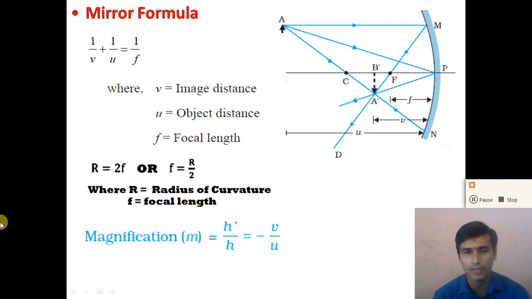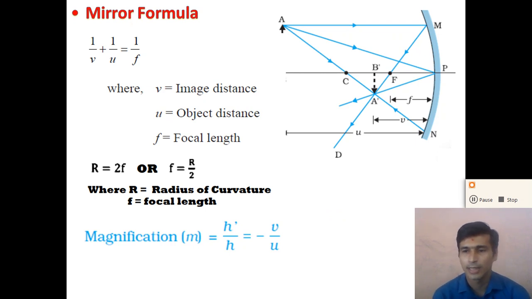And the third formula is magnification. m is equal to height of the image divided by the height of the object, or magnification m is equal to minus v divided by u, where v is the image distance and u is the object distance, right? Understand, dear student, you must remember these formulas. You must remember these three formulas.